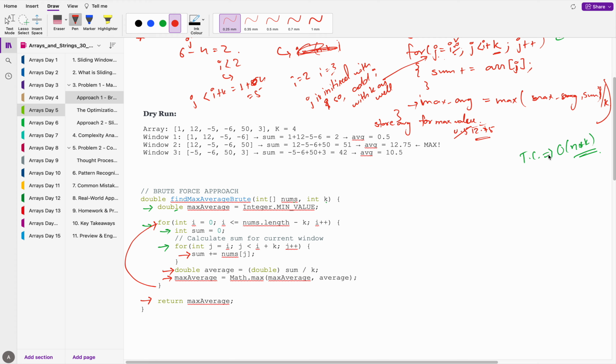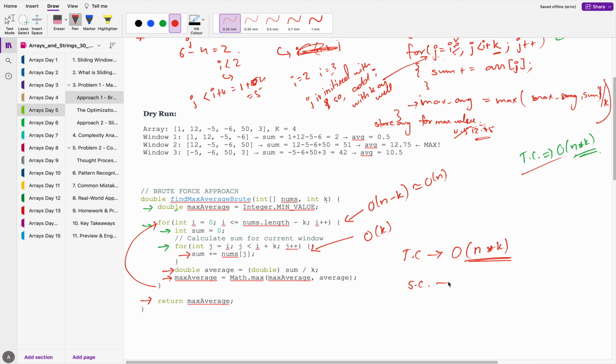And I have already explained why this is the time complexity. So this outer for loop is running for what time? Big O of n minus k only, which is equivalent to big O of n only, and this inner for loop is running for big O of k only. So that's why time complexity would become big O of n multiplied by k.